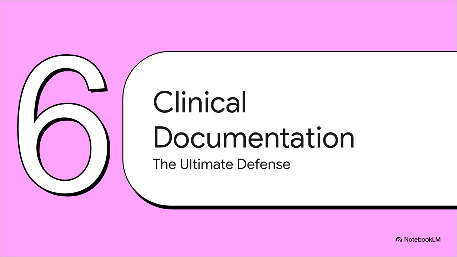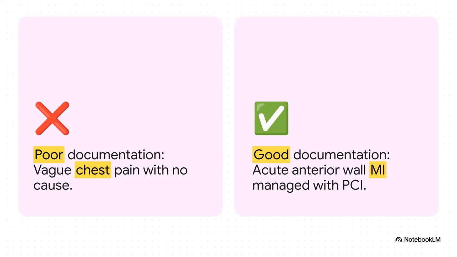Finally, we arrive at Section 6, Clinical Documentation Improvement, or CDI. Documentation is literally the lifeblood of this entire system. Poor documentation, like jotting down a vague chest pain with zero linkage to its underlying cause, gives coders absolutely nothing to work with. Missing a simple phrase like acute on chronic or failing to link a cause and effect directly leads to immediate revenue loss and serious compliance risks.